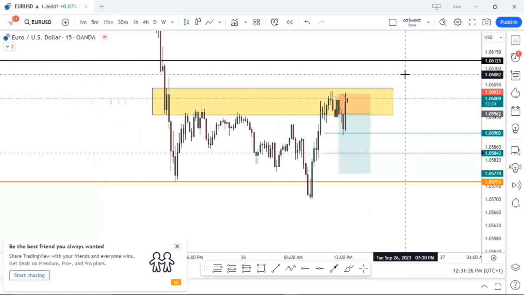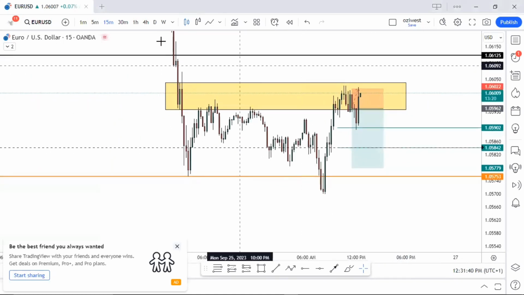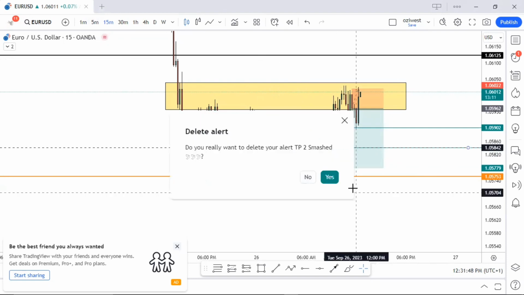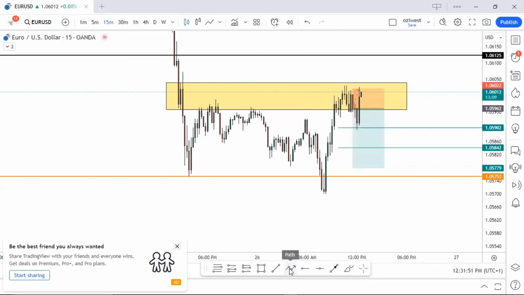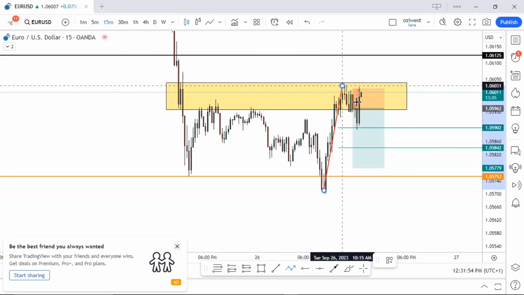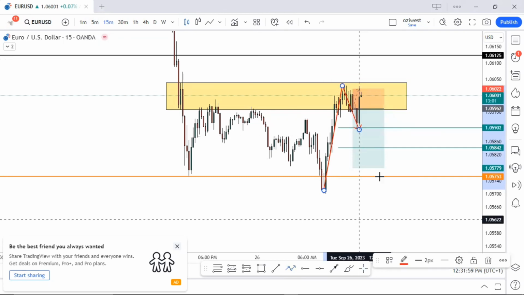So here's the update. Price ended up pulling back, hitting the stop loss. So what I'm seeing is this higher high, higher low. That's what I'm seeing right now.